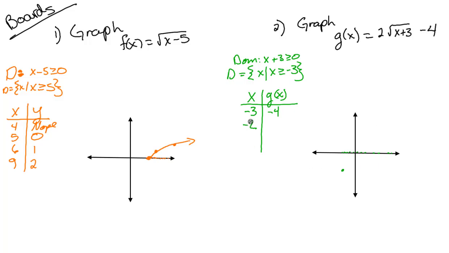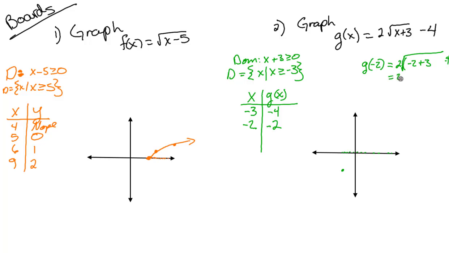So let's stick in negative 2 and see what we get. Negative 2 plus 3 is 1. Square root of 1 is 1. 2 times 1 is 2. Minus 4 is a negative 2. So we actually stuck in negative 2 in there like this. And this is how officially it would look. g of negative 2 is 2 times the square root of negative 2 plus 3, minus 4.